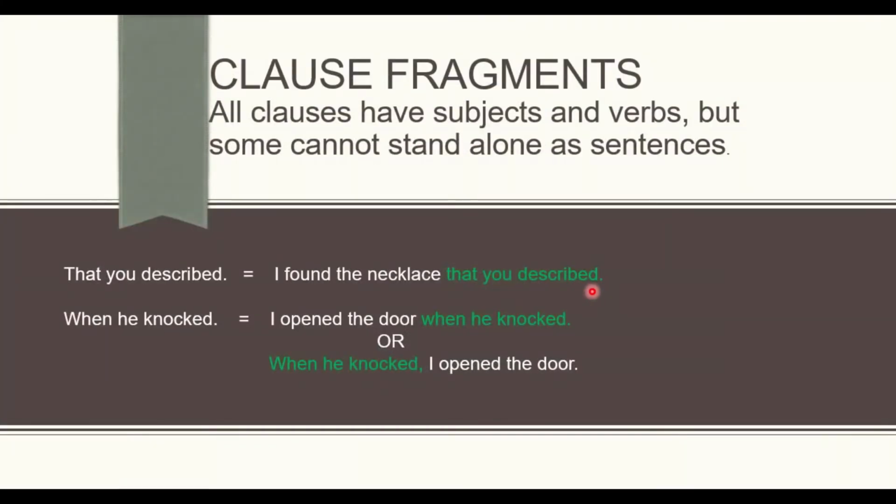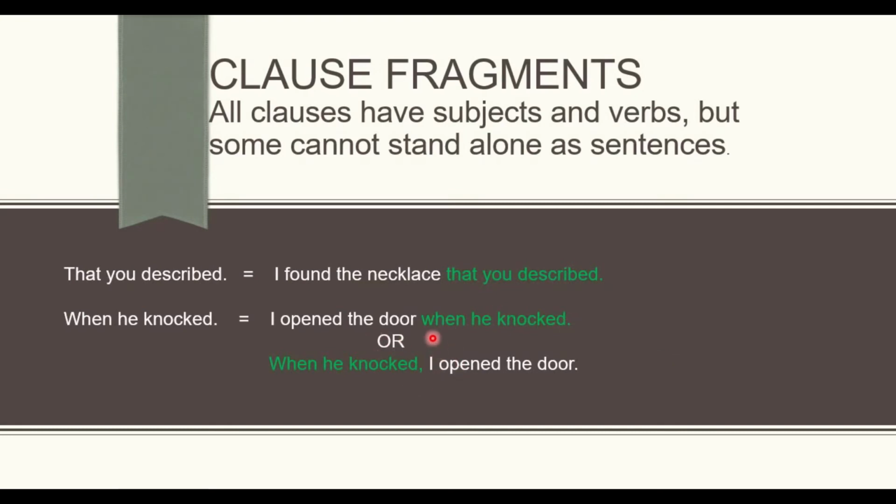Now we have the clause fragments. We know that all clauses have subjects and verbs, but some cannot stand alone as a sentence. So we have this clause fragment, that you described, and I can say I found the necklace that you described, or when he knocked, I opened the door, or I opened the door when he knocked. Remember that clauses can begin the sentence, or can be in the middle, or can be at the end of the sentence. That's why we can have 2 options.